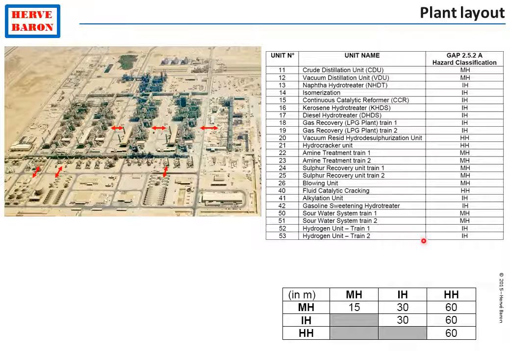Once each unit has been classified, a separation distance is kept between each two units by the combination of the hazard levels. For instance, two high hazard units will be separated by 60 meters, whereas two moderate hazard units will only require a 15 meters separation distance.